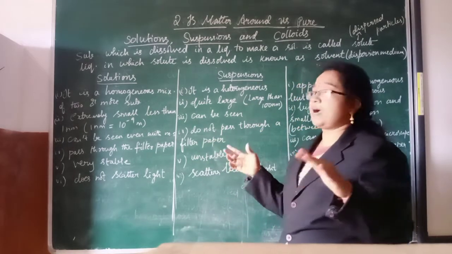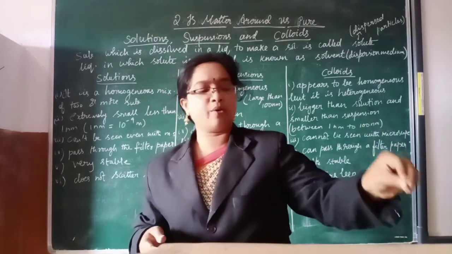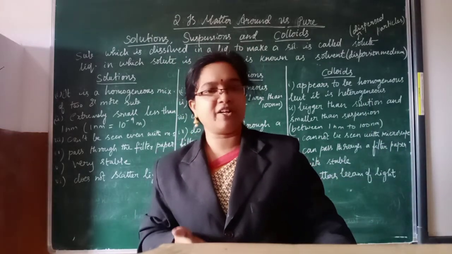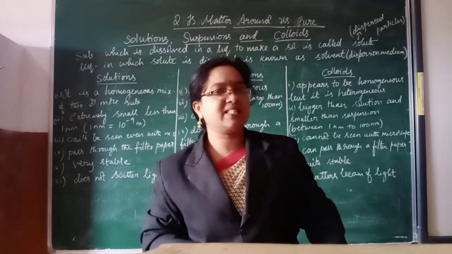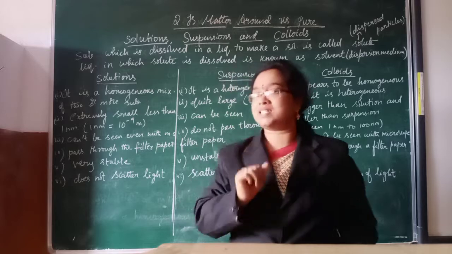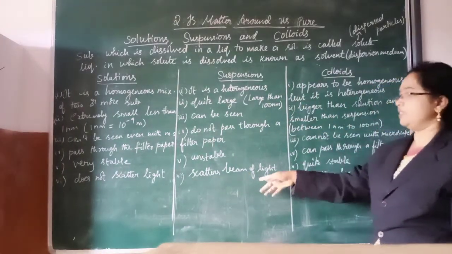And next one is unstable. Unstable means, leave that chalk powder and water mixture for half an hour. After half an hour you observe that the water will come outside and the chalk particles will settle down, isn't it? So they are unstable. And next one, scatters beam of light. Okay, last we will see this one.